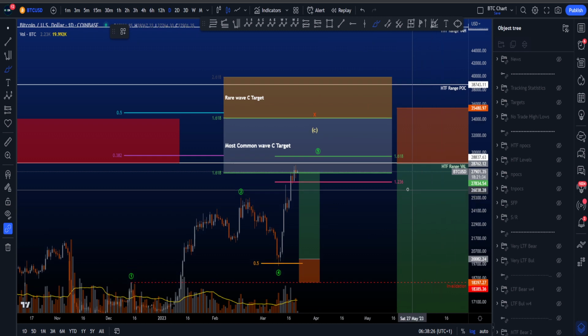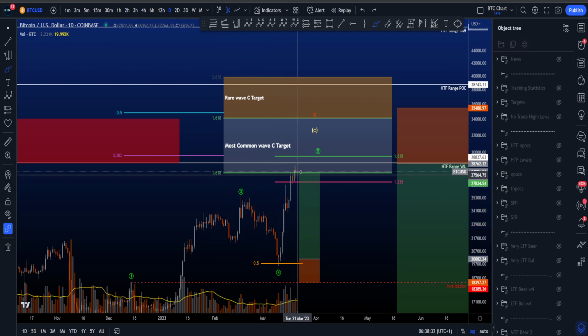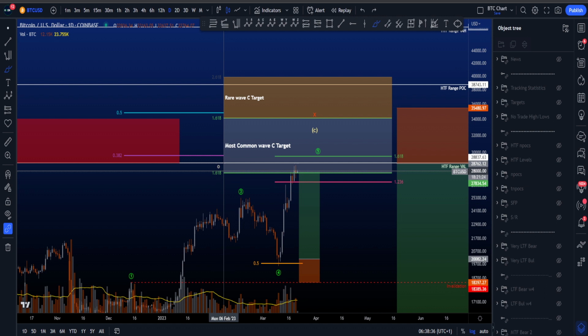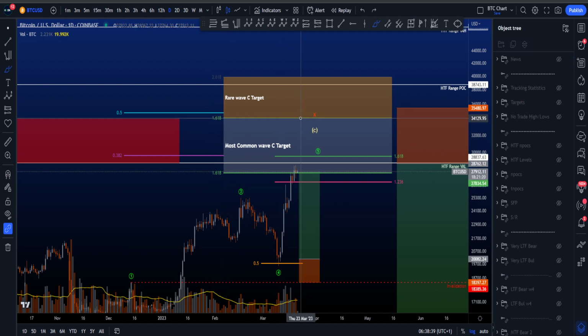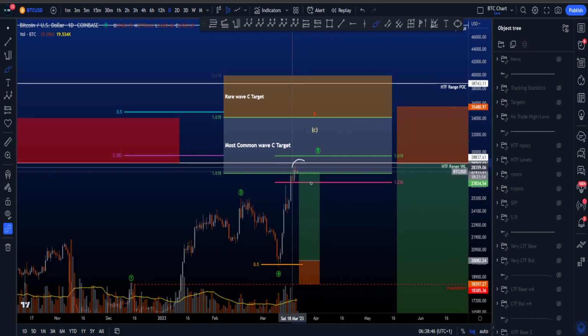So the fibs that you see over here are the main target area for wave 5, pulled from the high of 3 to the low of 4. And you can also see that we now hit the most common wave C target, between the 1.618 over here and this 1.618, the upper one sitting at 34k, the lower one basically sitting at 27.8k. So theoretically, this could be the end.